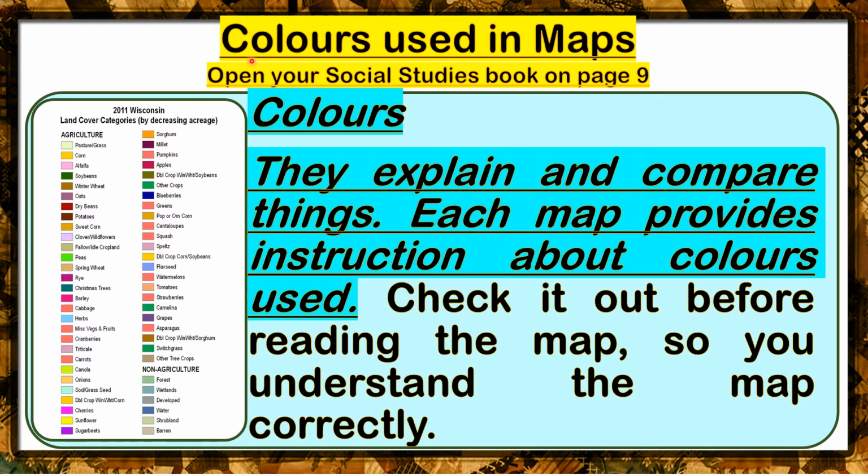So in here, class, on the left side, we have an example of a vegetation map, okay? I mean, the colors used in a vegetation map. So, land cover category. As you can see here, different names of fruits and vegetables, and they use colors to symbolize these fruits and vegetables.